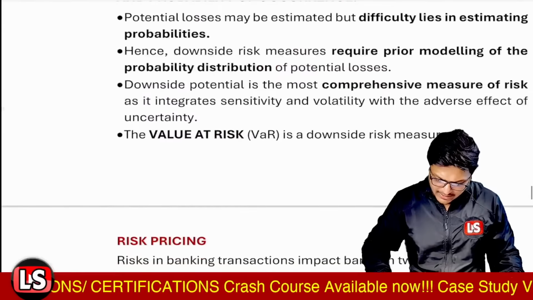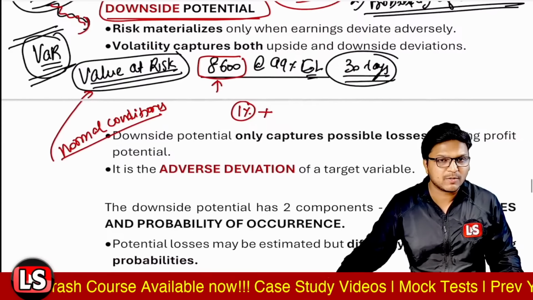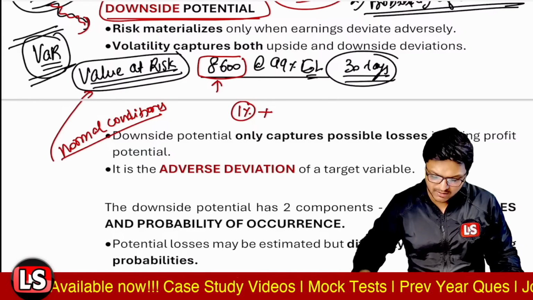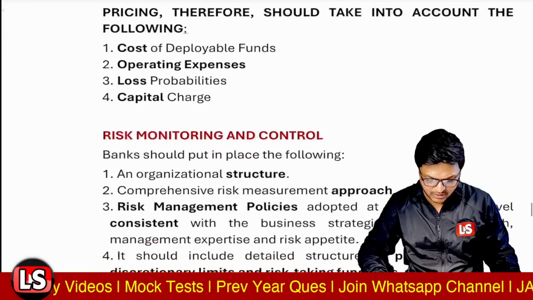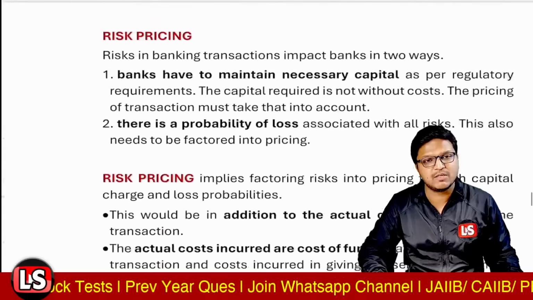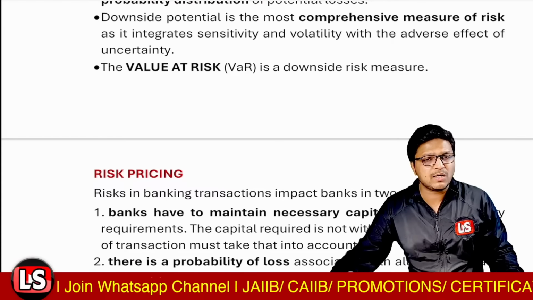So that was related to the downside potential and all the things over here. I hope that this particular chapter is clear to you so far. And in another part of the same chapter, we'll be covering risk pricing and all the other things over there. And also we'll be starting with the second unit of Module B. So stay tuned for the upcoming sessions.